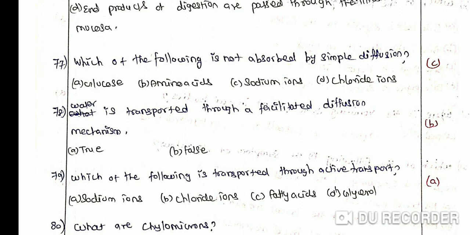Transport of water depends upon the osmotic gradients. However, some substances like glucose and amino acids are absorbed with the help of carrier proteins. This mechanism is called facilitated transport.